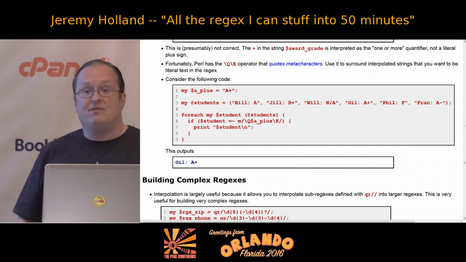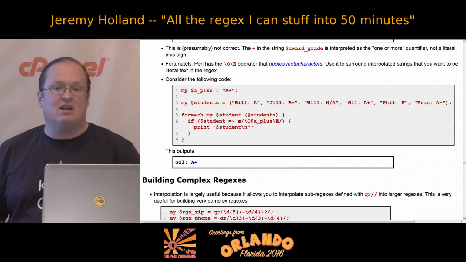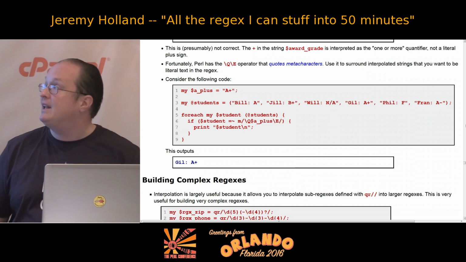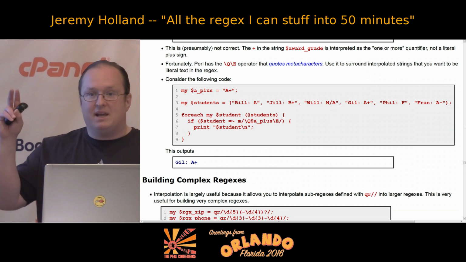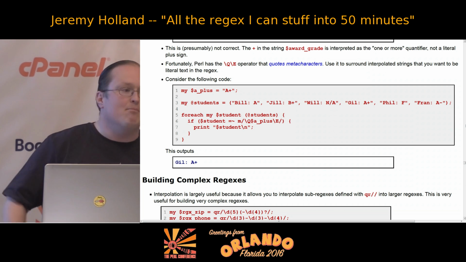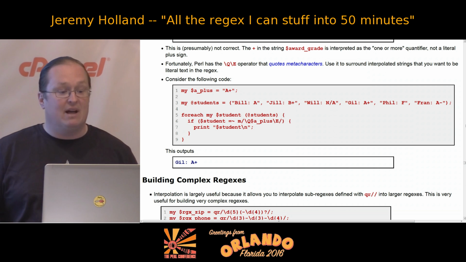The other thing, of course, is if you're using positional anchors, be very careful when you're interpolating regexes. Because if you interpolate a regex that starts with a beginning of string anchor into the middle of the pattern, probably it will never work.